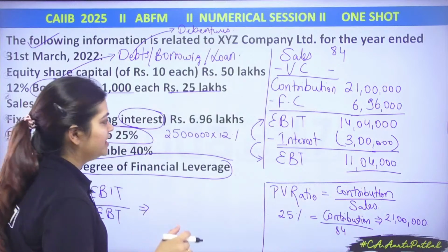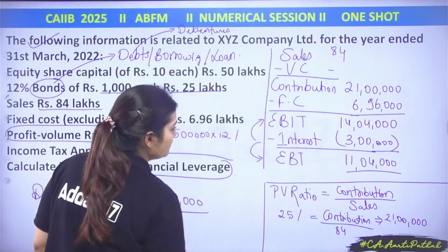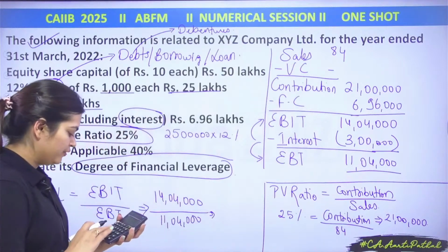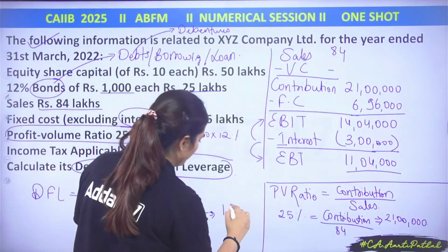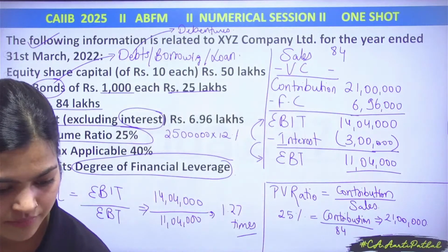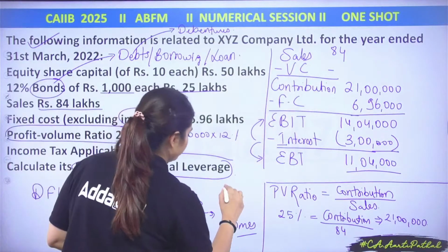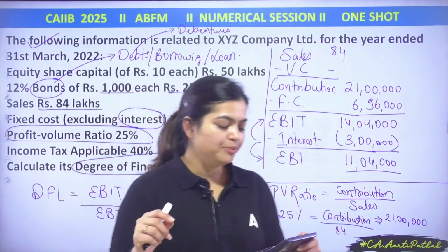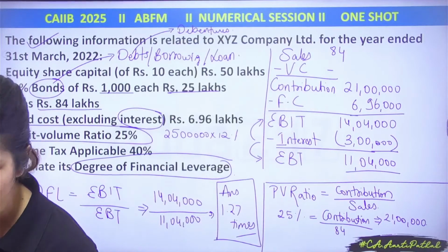Now, let's use the data and let's solve the final DFL. So, EBIT is your 14,04,000 divided by 11,04,000. 14,04,000 divided by 11,04,000. So, your answer is 1.27 times. This is your answer. Yes, correct. 3 lakh is your interest amount. This is the answer. And in exam, you need to type this 1.27 times. Correct? This is how you need to calculate DFL.